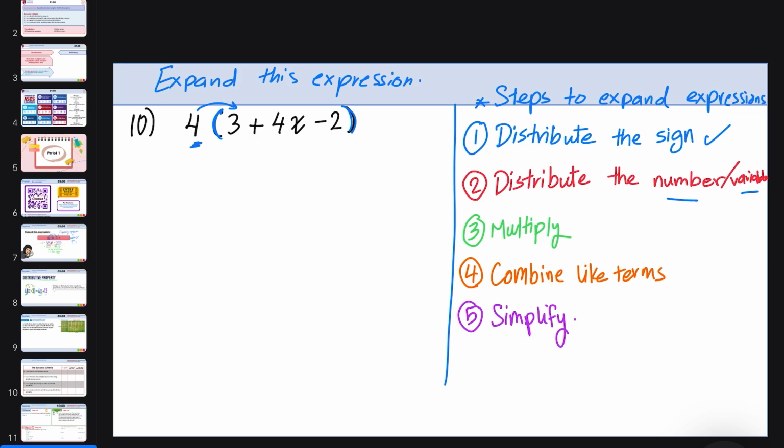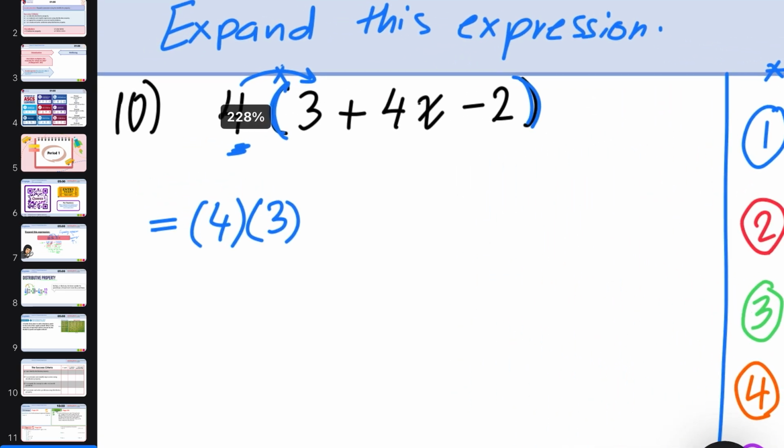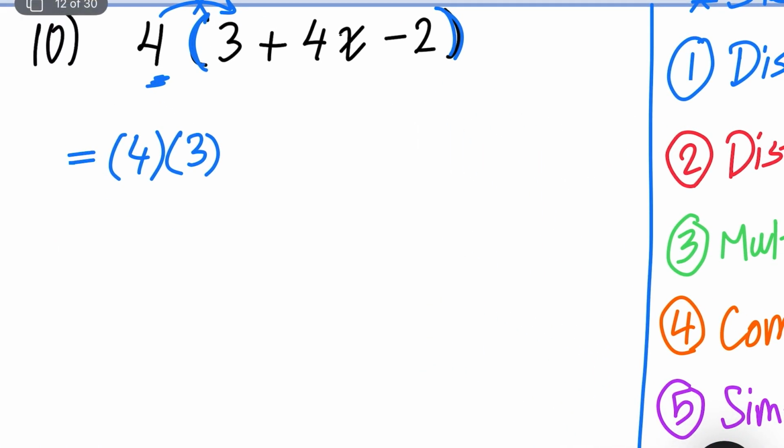4, I'm going to multiply it by 3. Don't forget to write equal to the new distributed expression. So 4 by 3, this is how we write the multiplication in algebra. We just keep the numbers in brackets. Then we're going to multiply the 4 by 4x. Don't forget to just drag down the sign. So it's going to be 4 times 4x.